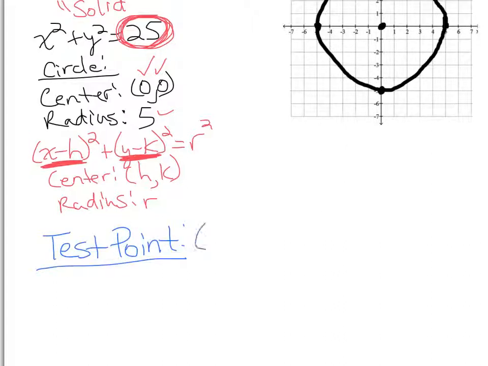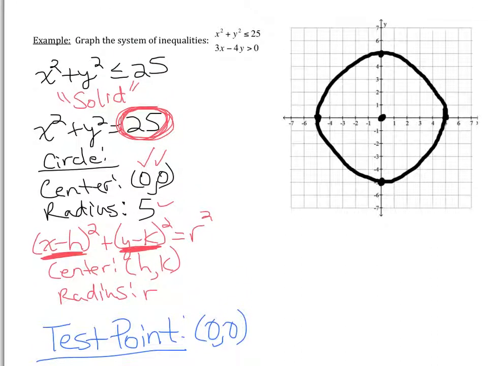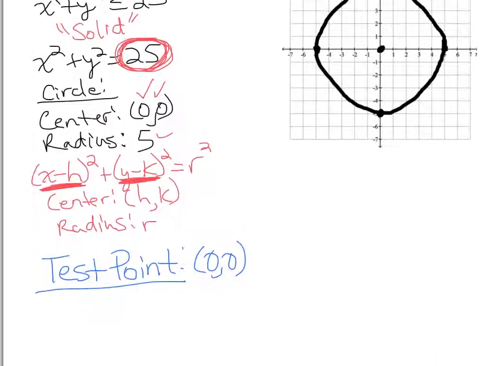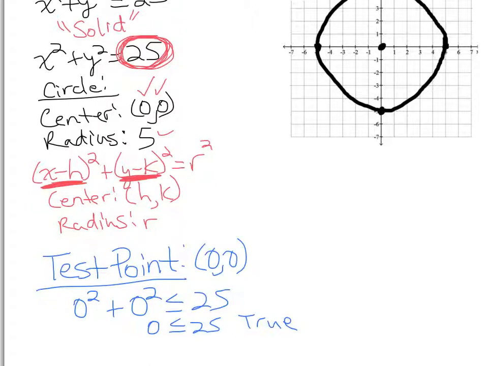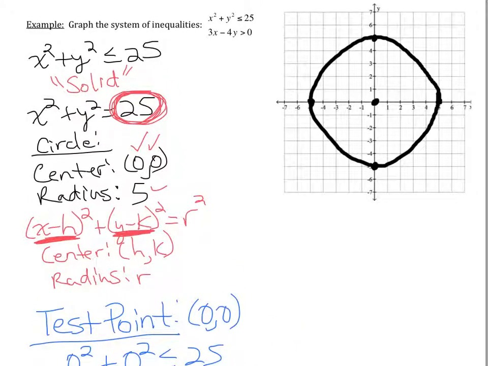I'm going to plug (0, 0) into my original inequality, which was once again x squared plus y squared is less than or equal to 25. You can probably look at that and tell, but 0 squared plus 0 squared is less than or equal to 25. That's 0 is less than or equal to 25, which is true. All right, and so since (0, 0) was inside of the circle, that means that my solution set lies on the inside of my circle.